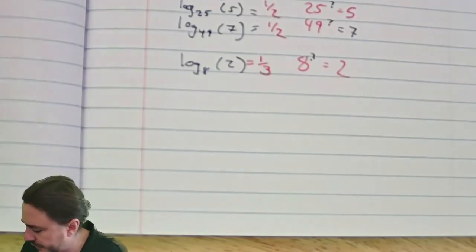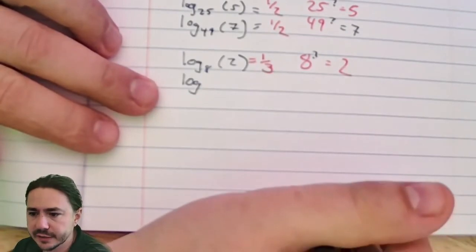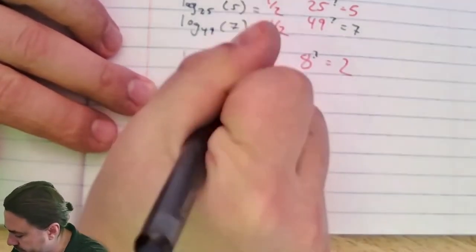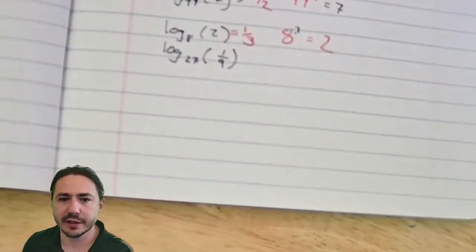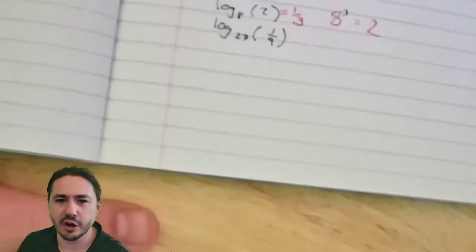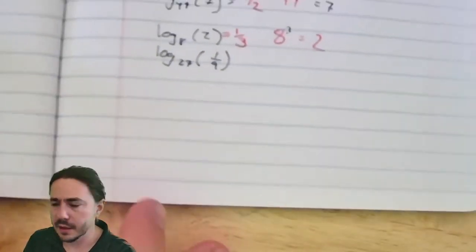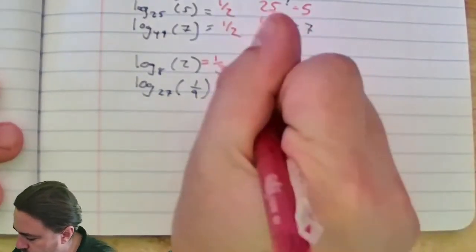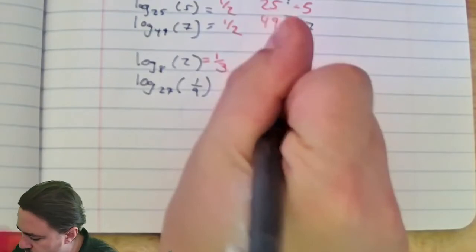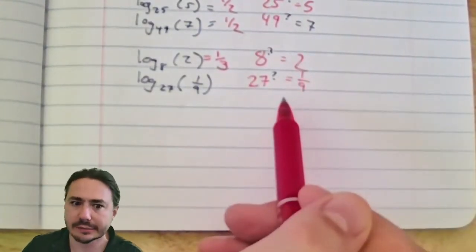If I had something like log base, let's say, 27 of 1/9, okay, now we're getting real tricky here. These are going to be a little bit more of the harder kind of problems. So the question here would be 27 to what power is 1/9? Well, now it's getting a little trickier.